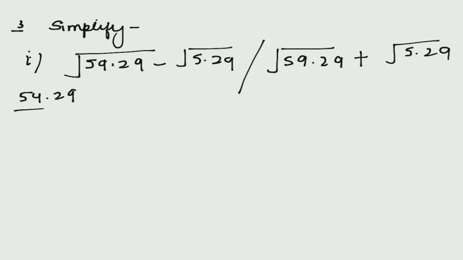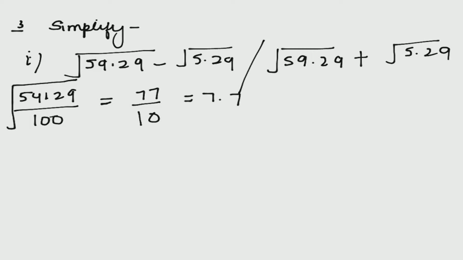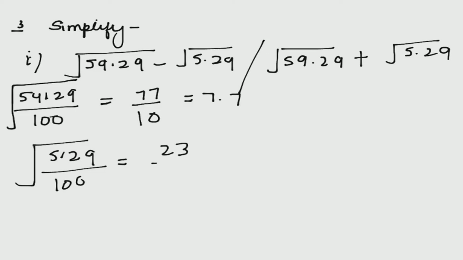59.29. So here we can write it like, if we remove the decimal, we will put 100 over here. So it means 5929 is the square of 77 and 100 is the square of 10, or the square root of 5929 is 77 and the square root of 100 is 10. That will give us 7.7. Next 5.29, here we remove the decimal, but we will get 100 over here, and the square root of 529 is 23 and of 100 is 10. So it will give us 2.3. So this is the simplest method.